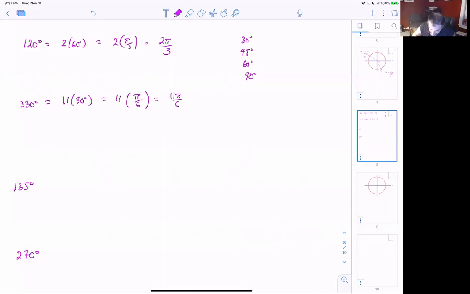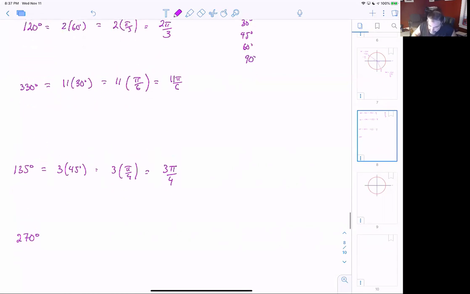They're the same angle. When I get to 135, kind of a dead giveaway here, it ends in 5. 45 is going to be our angle. So how many 45s is this? Well, this is 3 45s. But a 45 is pi over 4. So this will be 3 pi over 4, and that will be our angle.